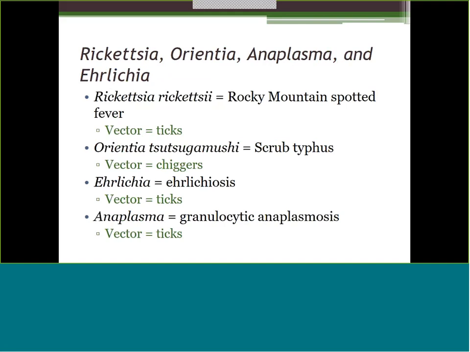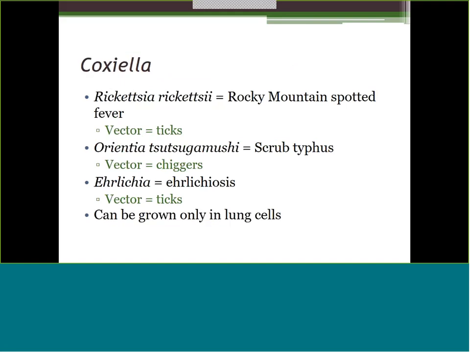Ehrlichia is an organism that causes ehrlichiosis, passed through ticks. That is definitely one that's commonly found in Minnesota and Wisconsin, anywhere that there's ticks. We see that. And then Anaplasma is very similar to Ehrlichia. Basically, to me, it looks identical, passed through ticks as well.